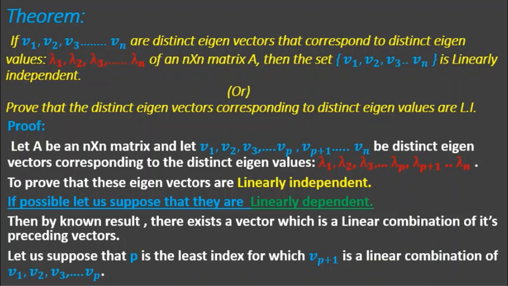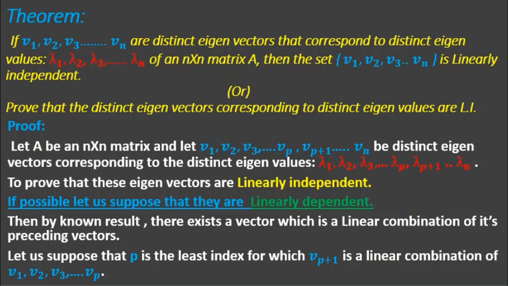If v1, v2, v3 and so on vn are eigenvectors that correspond to distinct eigenvalues lambda 1, lambda 2, lambda 3 and so on lambda n of an n by n matrix A, then the set containing these n vectors v1, v2, v3 and so on vn is linearly independent.